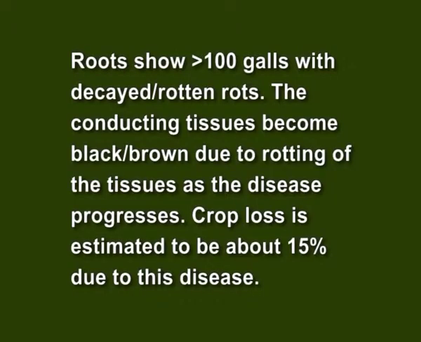Roots show more than 100 galls with decayed or rotten roots. The conducting tissues become black or brown due to rotting of the tissues as the disease progresses. Crop loss is estimated to be about 15% due to this disease.